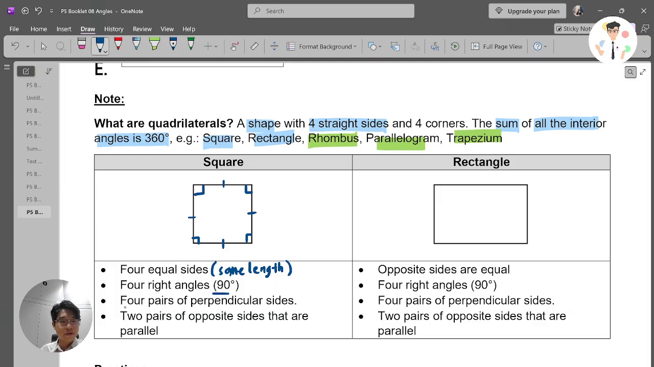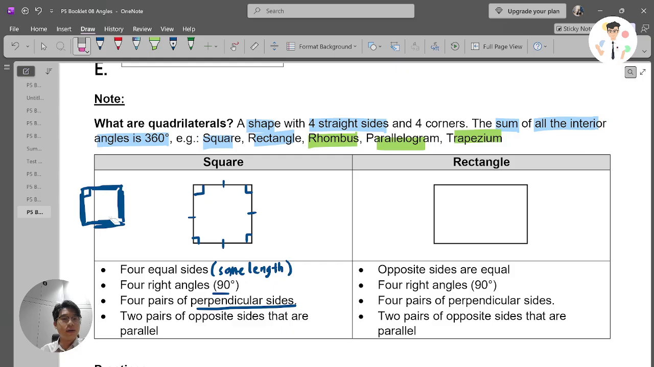And next, there are four pairs of perpendicular sides. What does it mean by perpendicular sides? You should remember that 90 degrees means this line and this line are perpendicular lines. Of course, this line and this line, also another one. This line, also another one. This line and this line is also another one. That's why there are four pairs.